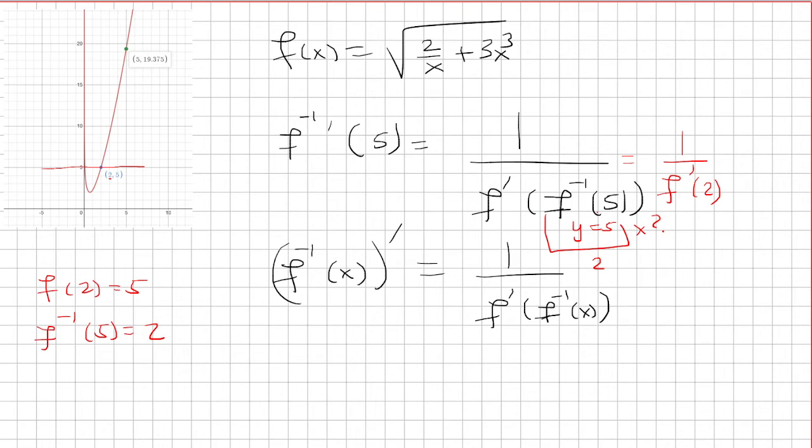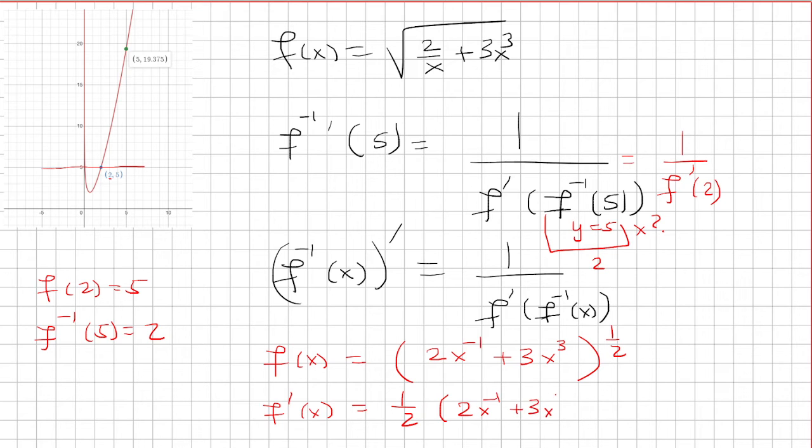Well, in order to find f prime of 2, you need to take the derivative. The graph is a curve. It's not a line, so you can't just look at the slope. So we're going to take the derivative of 2x to the negative first power plus 3x cubed, all raised to the 1/2 power. So I rewrote it just to make it easier for us, and then use the chain rule, which means bring down the exponent, keep the inside the same, subtract 1 in the exponent, and then take the derivative of the inside.